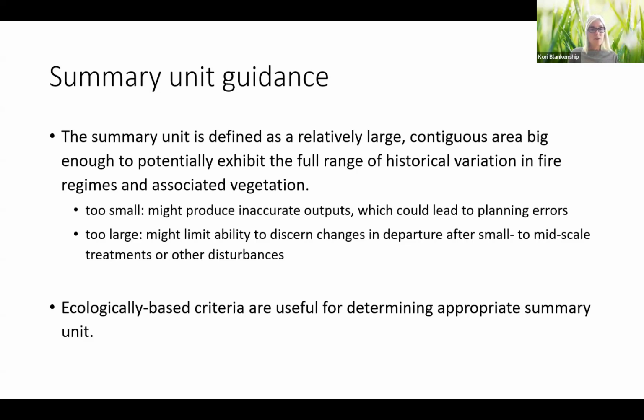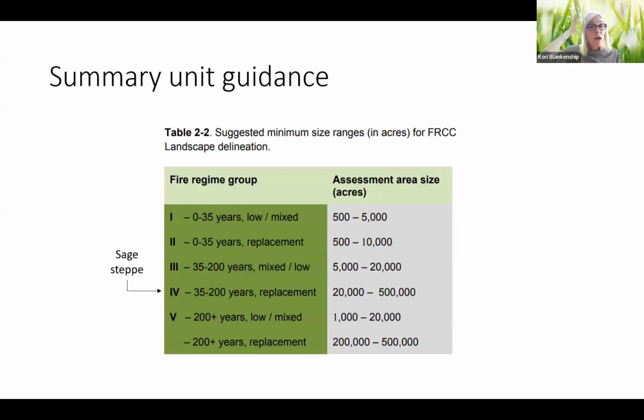The other piece of advice they offer is that an ecologically based summary unit is probably preferred. They then go on to offer some suggested size ranges based on the historical fire regime. The sage steppe biophysical setting is what's called fire regime group 4. That means it's dominated by replacement severity fire at an interval of 35 to 200 years. For this biophysical setting, they would recommend an assessment area in the range of 20,000 to 500,000 acres.